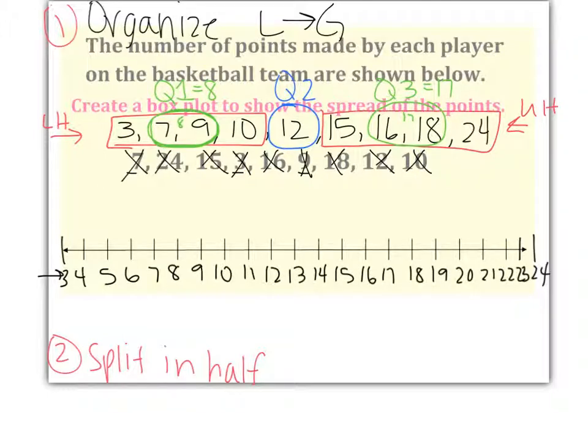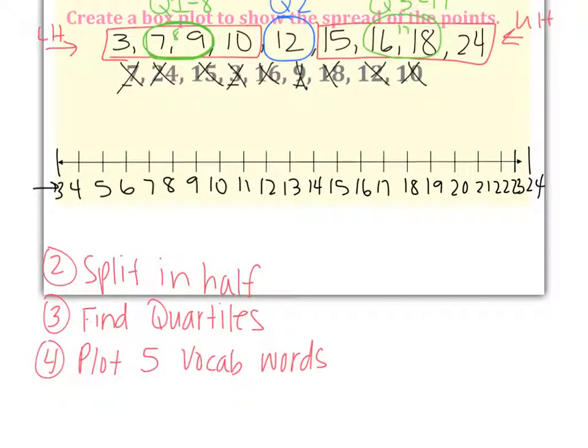Alright, now that I have all my numbers there, we're going to plot each of our vocab words. Again, I'm going to write down my steps down here because I have not been doing that as I've gone through this. As you see down here, step 3 was find the quartiles, which we already have done. And now we're going to plot our 5 vocab words. The place I recommend starting is your median because it's your nice central middle point right here. So I'm going to plot my 12.